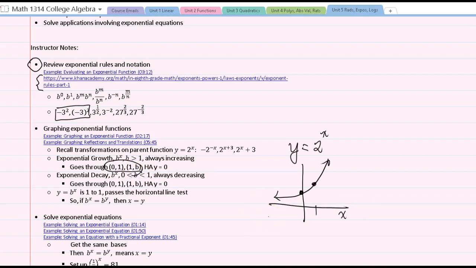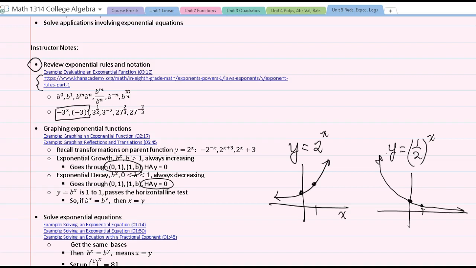It will always have y equals 0 as our horizontal asymptote. If we look at the decay ones, in other words, what if we had y equals (1/2) to the x power? Well, we could still say that it goes through (0, 1). We can still say that it goes through (1, its base), which in our case would be 1/2, and it would still have y equals 0 as our horizontal asymptote. And on the left side, it would actually be going upward. And we can see that this is actually decreasing. It's always decreasing. The numbers are getting smaller and smaller.